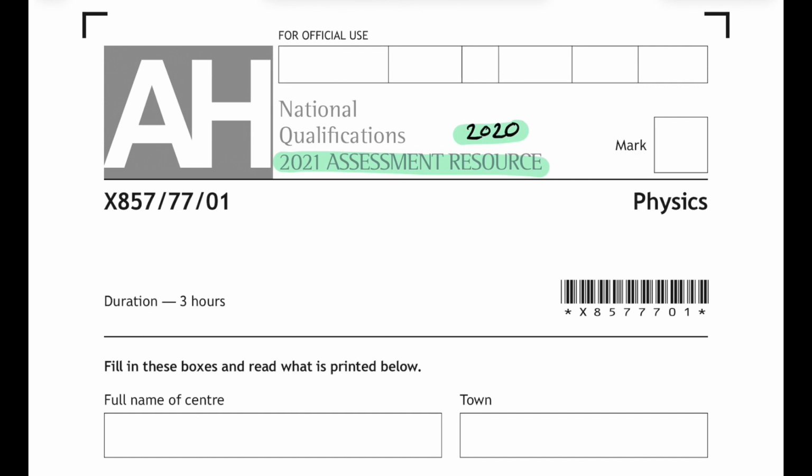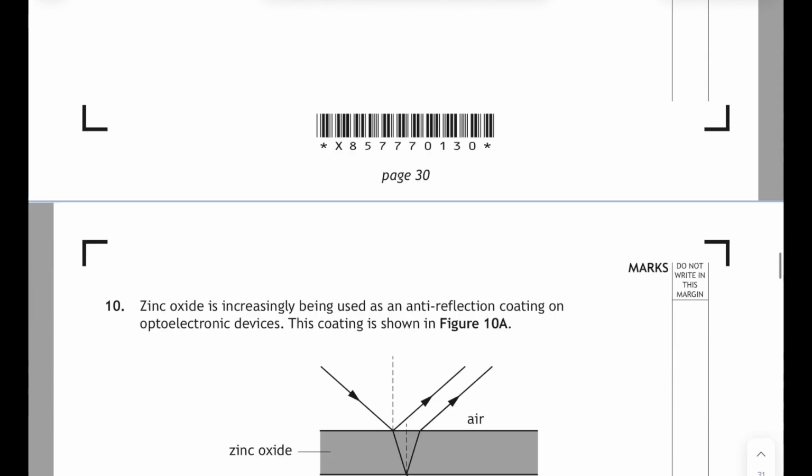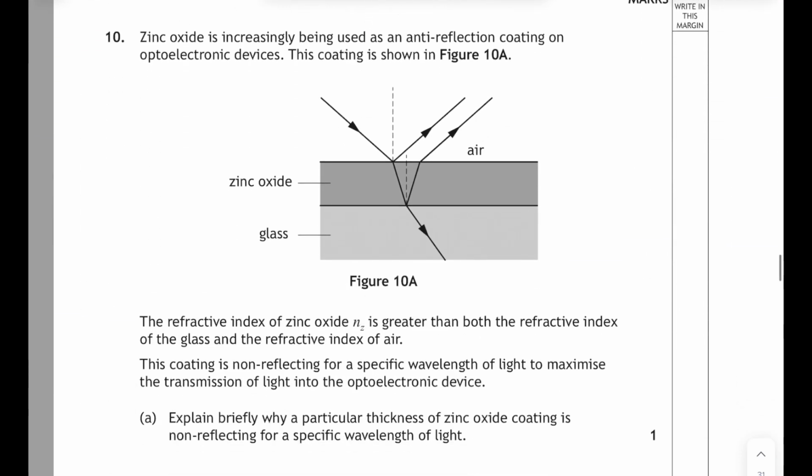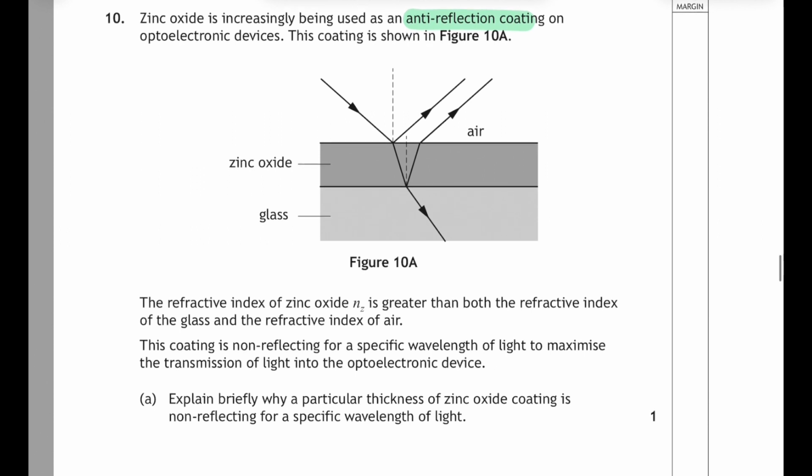It is of course available on the SQA website and other good websites as well. And we're going to have a look at question 10 in this paper, and it's on thin film interference, which is another application of interference by division of amplitude. So zinc oxide is increasingly being used as an anti-reflection coating on optoelectronic devices, and this coating is shown in figure 10a, and the refractive index of zinc oxide, NZ, is greater than both the refractive index of the glass and the refractive index of air.